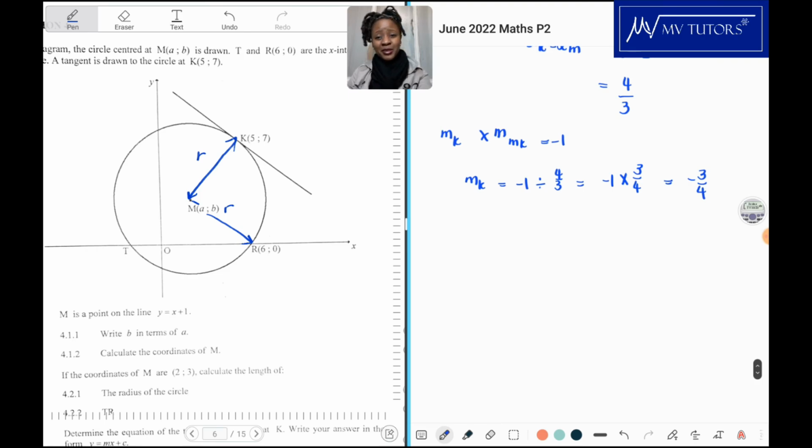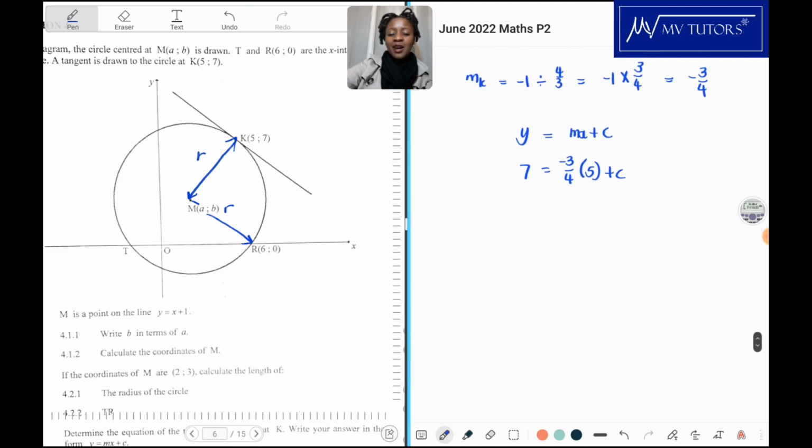Alright, so we have a gradient now for the tangent line, and we have a point. So we're going to use the equation y is equal to mx plus c. Okay, our gradient is negative 3 over 4. Our x value is 5. Our y value is 7. And now we can get what the value of c is. So c will be 7 plus 15 over 4.